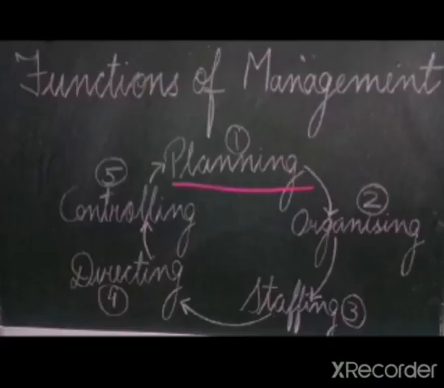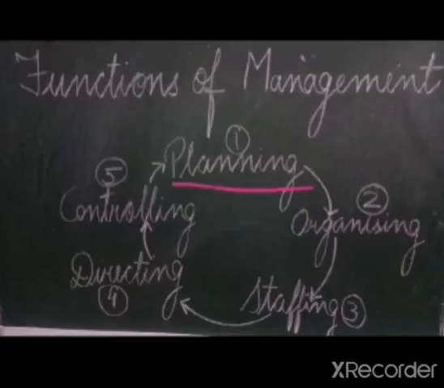Now, planning is futuristic in nature. Sitting in the present, when we are setting out the goals for the future, it is known as planning. It is deciding in advance what is to be done, how it is to be done, and when it is to be done. All these things come under the category of planning.